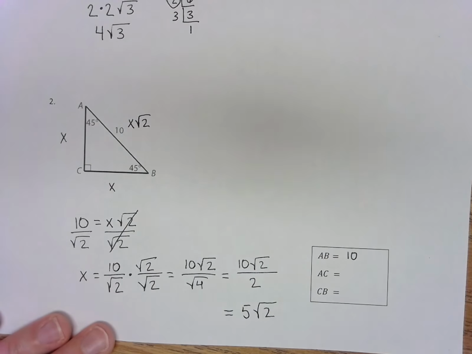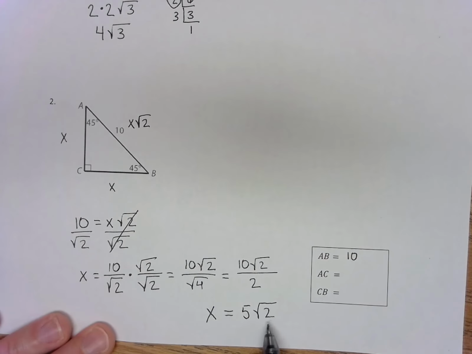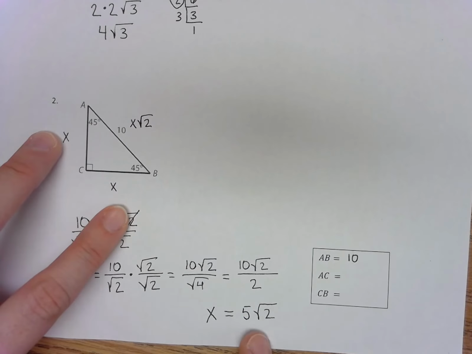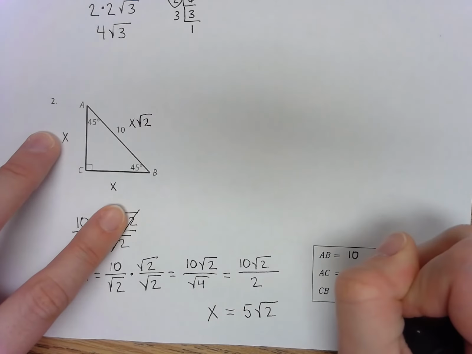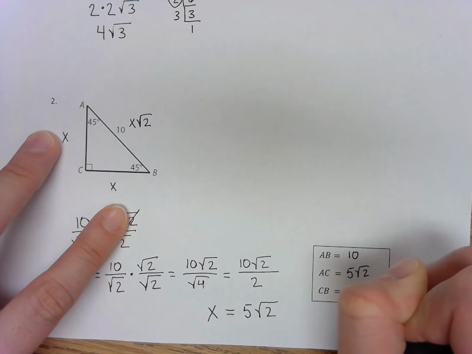So our final answer for our legs, remember we were solving for x, so x equals here 5 the square root of 2. And because both legs are equivalent, this will be the side length for both AC and CB.